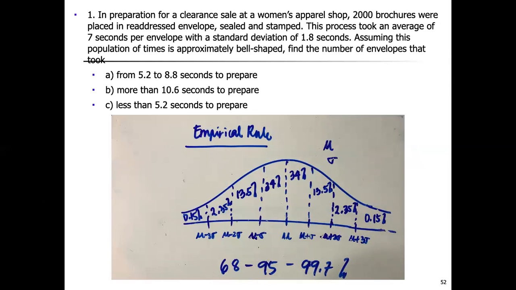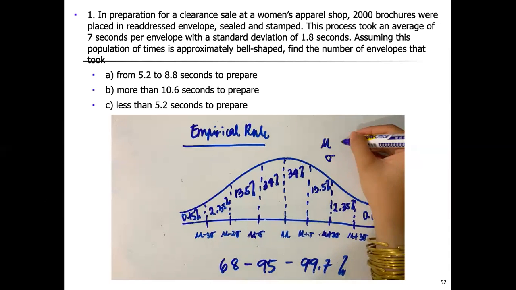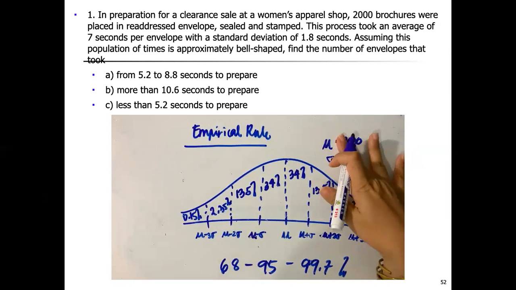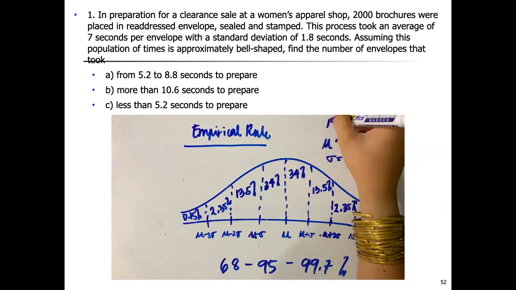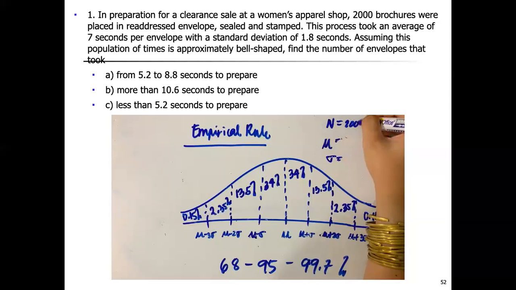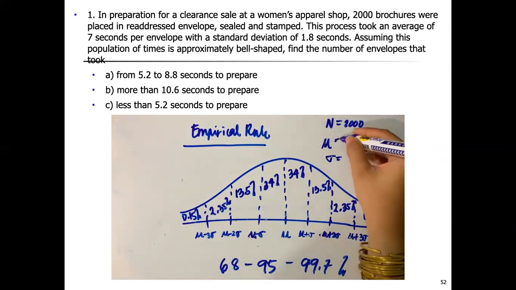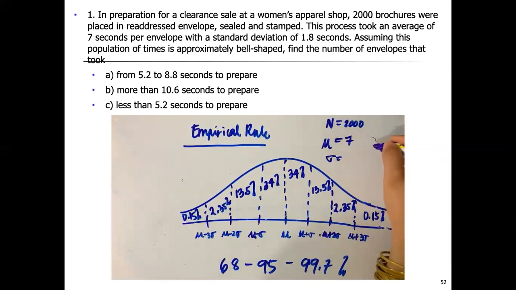So in our given data, our population is 2,000 brochures, that is our big N. So our big N is equal to 2,000, and our mean will be equal to 7 seconds, since it took them 7 seconds per envelope to process it. So our mean is 7 seconds, and the standard deviation would be 1.8 seconds.